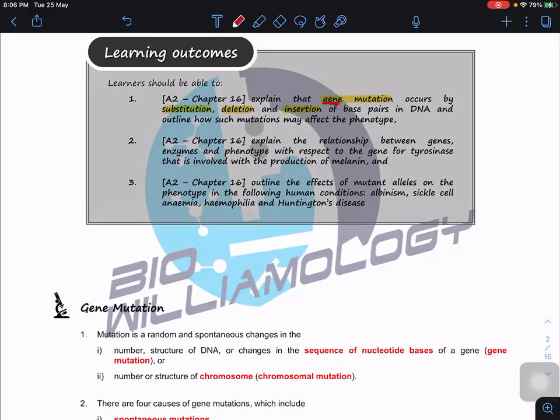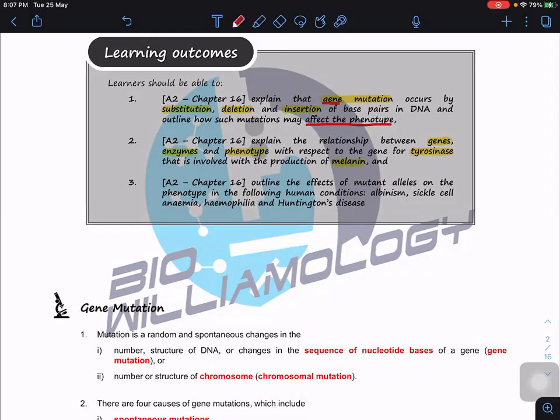We also outline how these mutations may affect the phenotype, how it can change the phenotype. We're going to use one example here, a disease called albinism. We're going to relate the gene, enzyme and phenotype with respect to a gene called tyrosinase, involved in the production of melanin. How dark or intense our skin pigmentation is depends on this melanin. So we're going to look at how melanin production is lower because of the mutations.